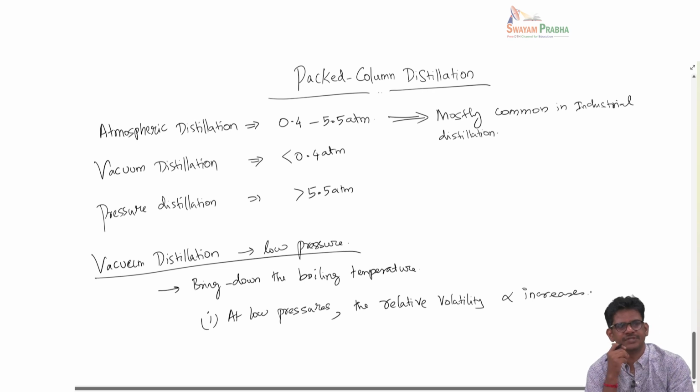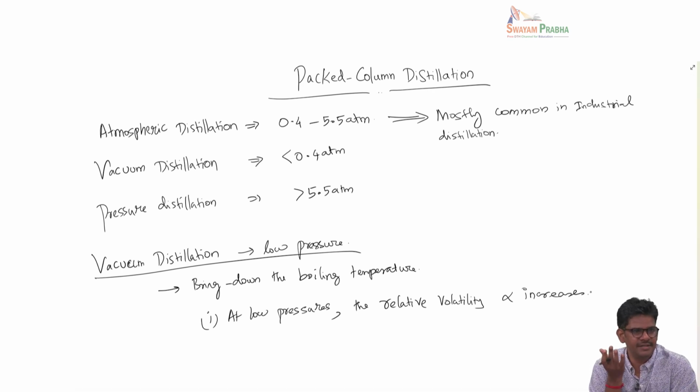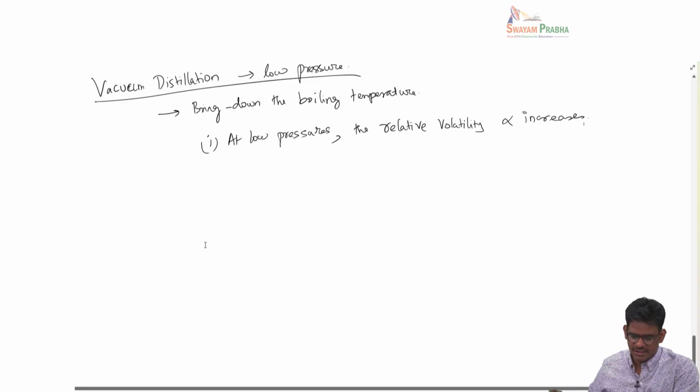When we change the pressure, we change the VLE data itself. So when we reduce the operating pressure, the relative volatility, or alpha by notation, increases. And we know that alpha is related to the ease of separation. When relative volatility is more, the separation can also be effected very easily. You can see this by looking at the TXY diagram.